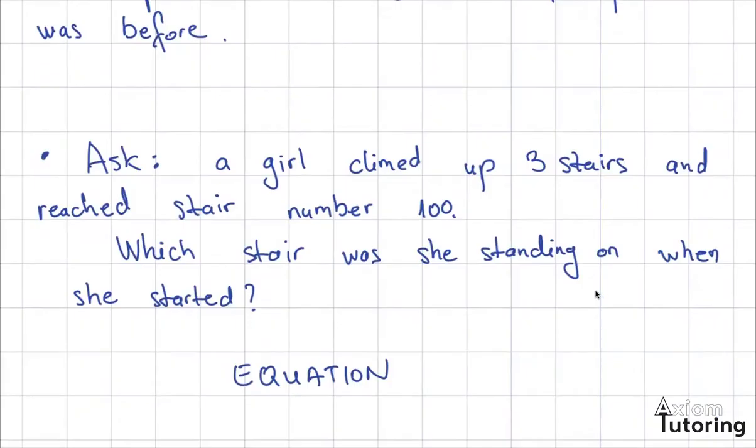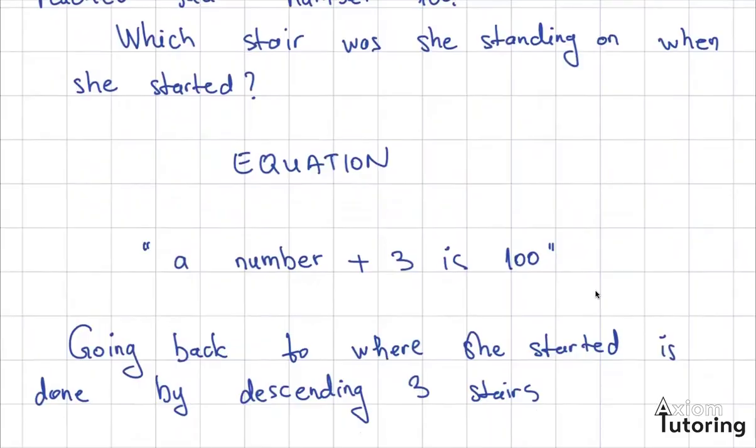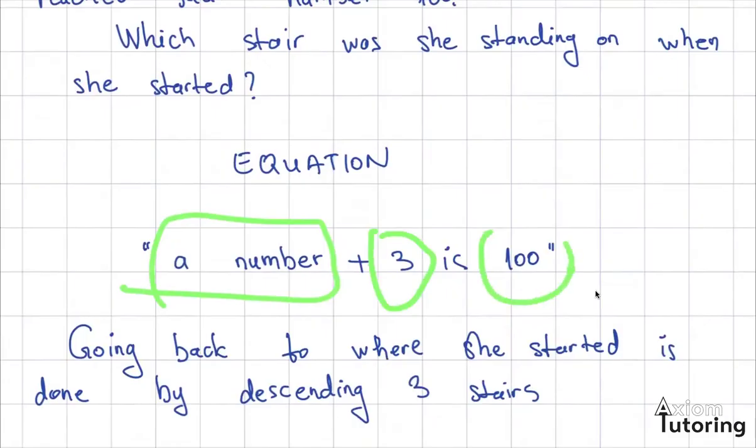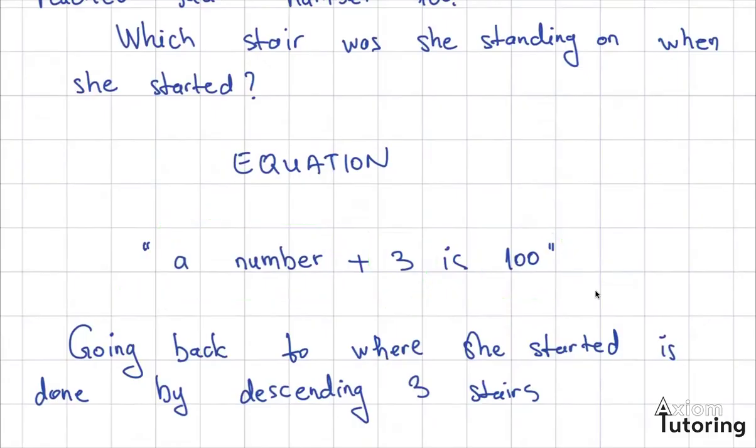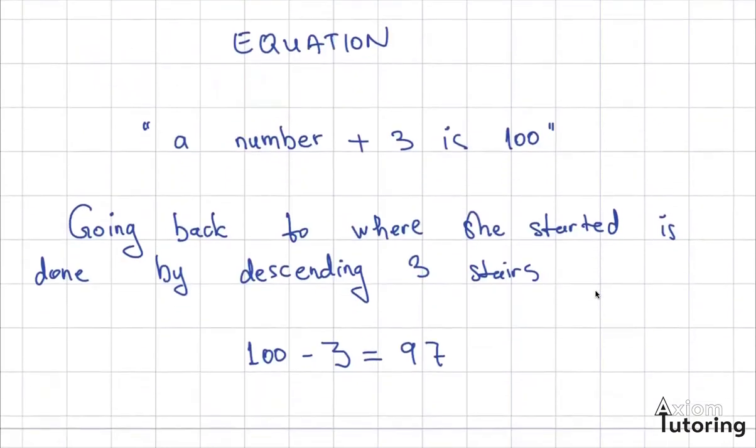A girl climbed up 3 stairs and reached stair number 100. Which stair was she standing on when she started? If you think about it, this is like an equation, a first equation children are faced with. So we're asking, what number plus 3 makes 100? In algebraic terms, we're trying to find the x. And the answer is found by reversal. So we begin at 100, take away the 3 steps, and we find the answer, which is 97.